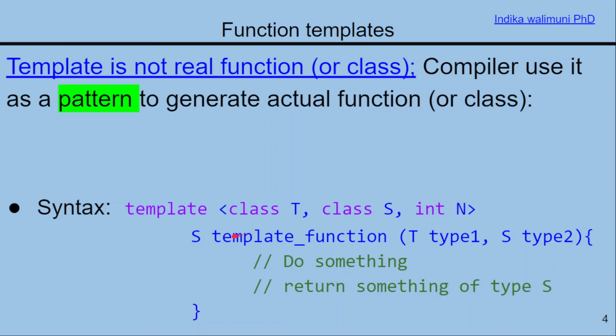So this is just the syntax. And then in this syntax, it returns a variable of type S. Then we pass our parameters. The first parameter is of type T, and the second parameter is of type S. We do something, and then it should return something of type S.